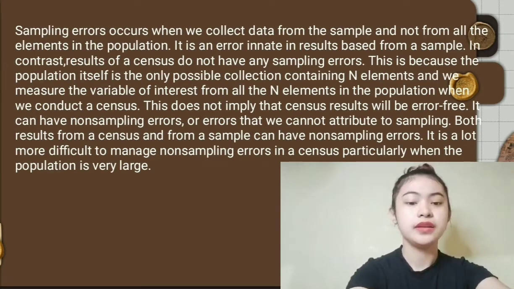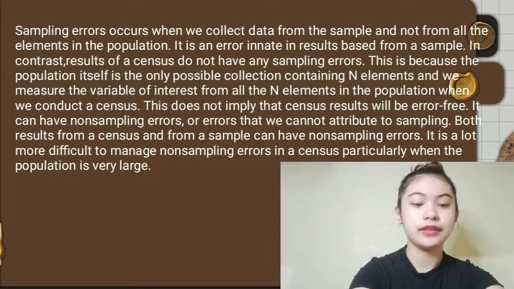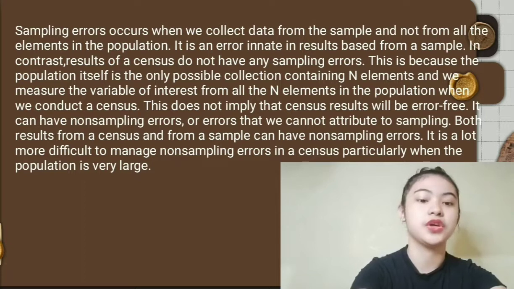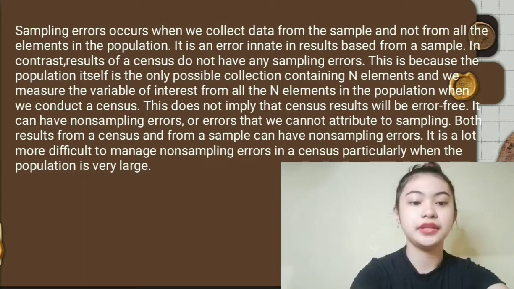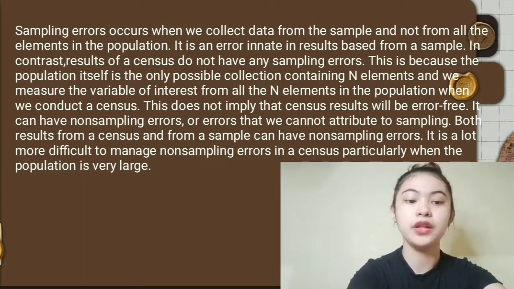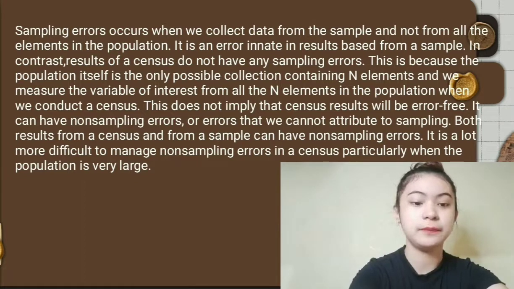Sampling errors occur when we collect data from the sample and not from all the elements in the population. It is an error innate in results based on a sample. In contrast, results of a census do not have any sampling errors. This is because the population itself is the only possible collection containing n elements, and we measure the variable of interest from all of the n elements in the population when we conduct a census.